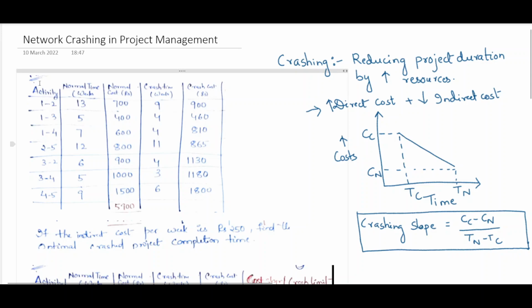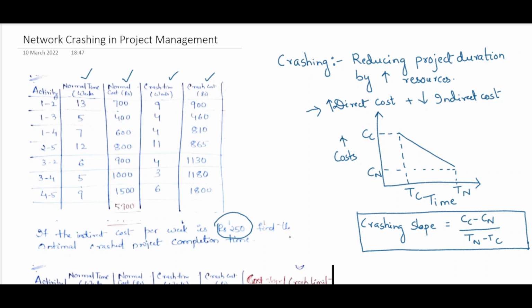Here you can see one problem. There are different activities, starting from activity 1-2 to activity 4-5. The second column is the normal time, and this is the normal cost. The problem is just like a simple problem. The other two columns are the crash time in weeks and the crash cost in rupees. You can see that the crash cost is always more than the normal cost for each activity. In the question it is given that the indirect cost per week is rupees 250, fixed. That means this indirect cost of rupees 250 is fixed for this problem.